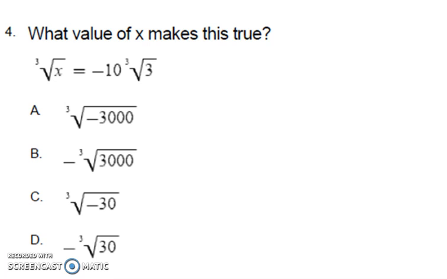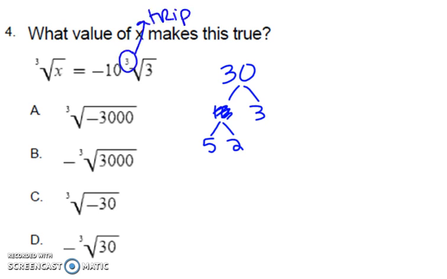Number 4, what value of x makes this true? Again, we can break down all of our different numbers, but if we look, it's 2 of the same numbers. I'm going to start with 30 because it's a lower number. Well, if I break 30, it's 10 and 3. 10 breaks to 5 and 2, and I cross out my 10. My little 3 right here tells me that I need triples. I don't have any triples, so it can't be C or D.